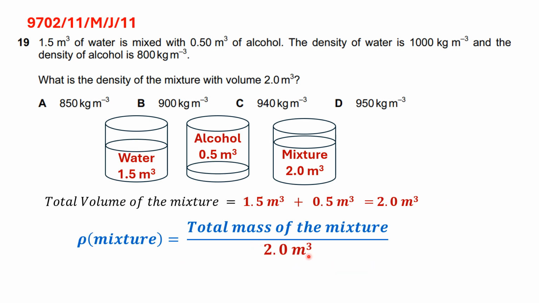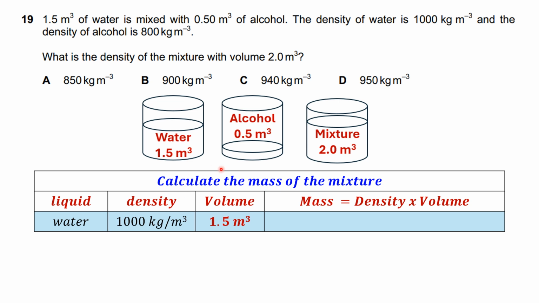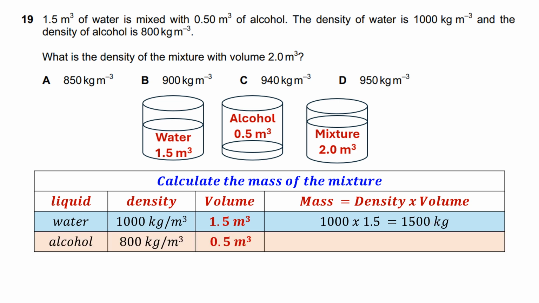The total volume of the mixture is 2 cubic meter. Now we need to calculate the total mass of the mixture. To calculate the total mass of the mixture, we are going to calculate the mass of the water and the mass of the oil separately. So here we have the density of the water and the volume of the water. So the product is 1,500 kilograms.